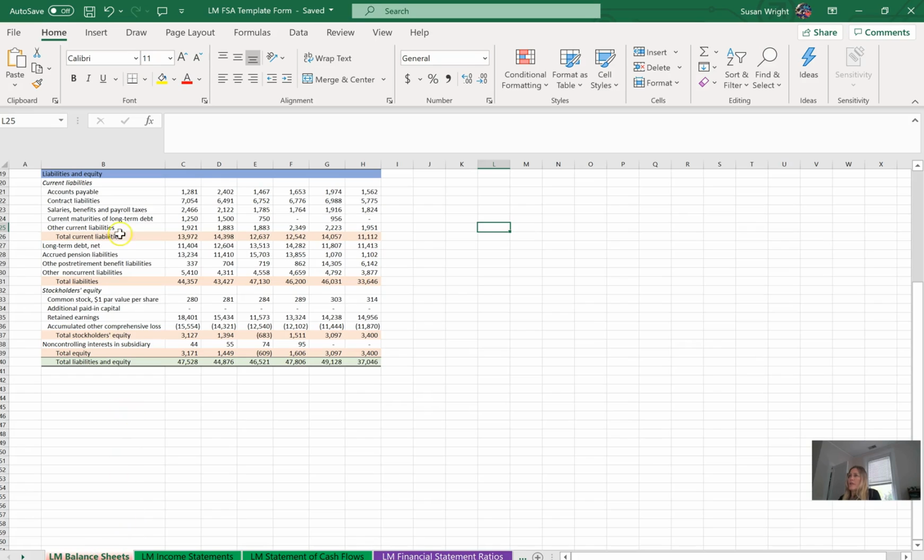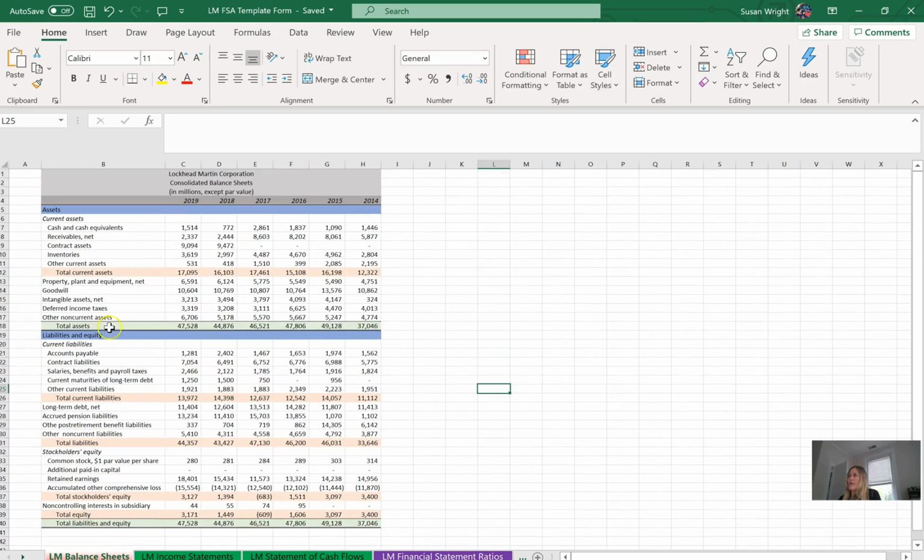What I gave you here is all the balance sheets for Lockheed Martin from 2014 to 2019. And you looked at the annual report last week, so I clued you in. Most publicly traded companies will post the results of their most recent year first, and then the older years will come to the right of that. And that's exactly what Lockheed is doing. This is your 2019 balance sheet and all the way back to 2014.